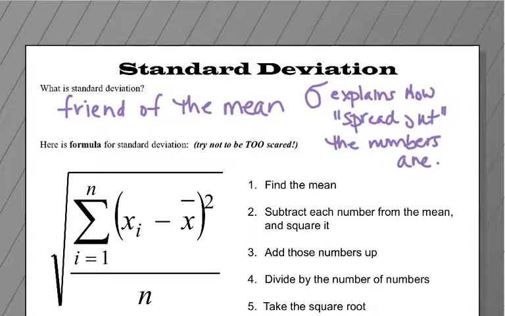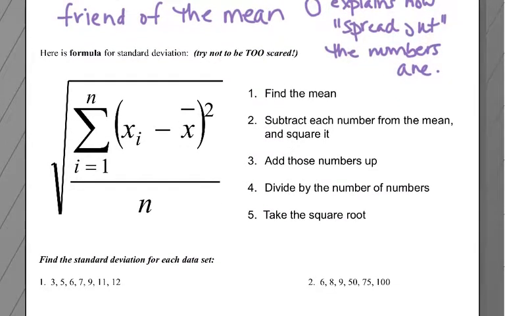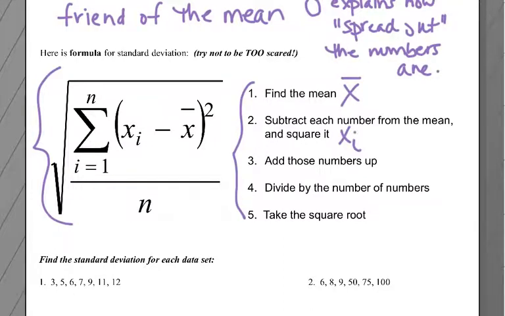Now, you want to say a quick thank you that it's not 1996 anymore, because back in the day, we used to have to use this formula by hand, and kids would have to memorize this process of finding the mean, subtracting each number from the mean, and squaring it. The mean, by the way, is x bar in here. xi is each term. We add those numbers up with our sum symbol, divide by the number of numbers, and then take the square root. But lucky for you, we can do this all on the calculator.